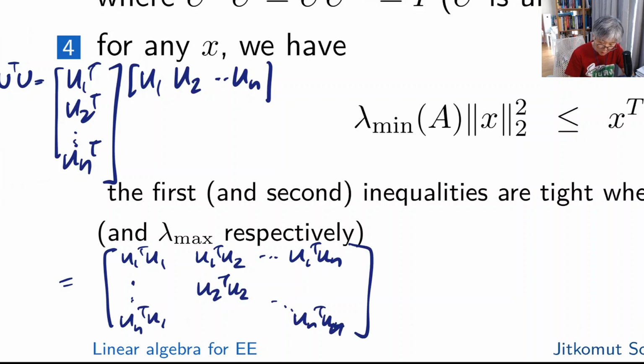Let's check the dimension again. If you get confused, this is n by n, this is n by n. What you see here is like a partition. I mean, this is like one row, second row, and nth row. This is like one column, second column, and the nth column, right? And of course, the result must be n by n. But as you see, each term is actually the inner product between ui and uj.